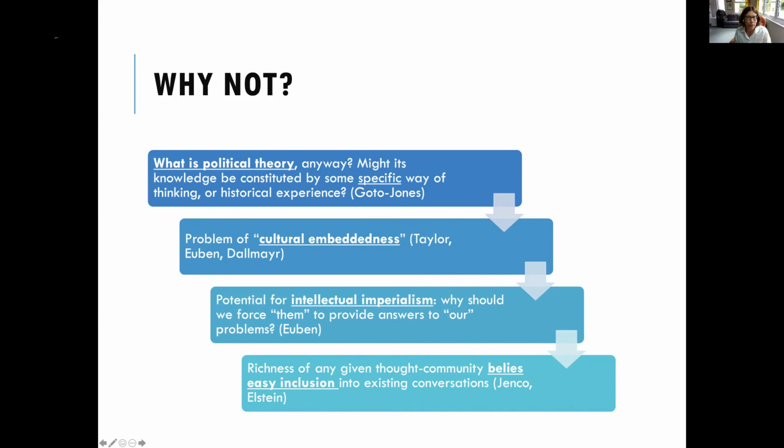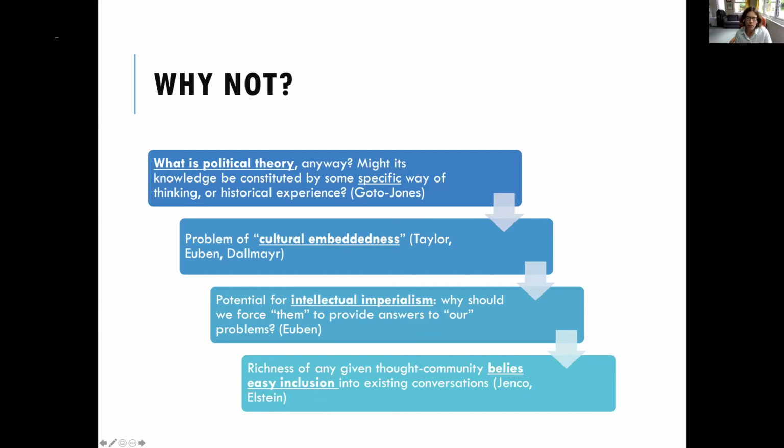The other problem is that comparative political theory might advance a form of intellectual imperialism, that we end up forcing those historically marginalized others to provide answers to our problems, right? In which case we're staging a very unfair conversation or intervention. We're just extracting non-Western others' insights to problems that we care about, and not really caring enough about how they're thinking about politics.